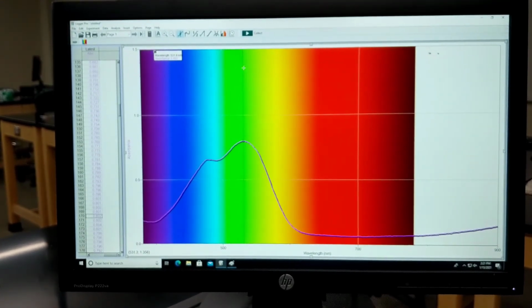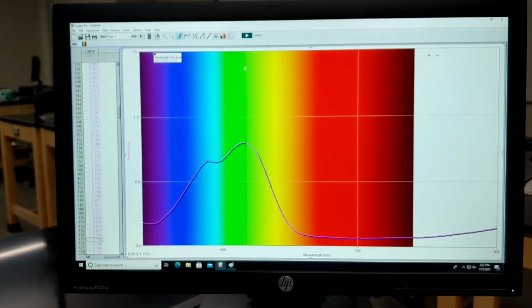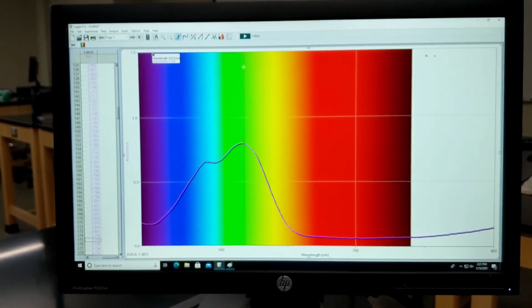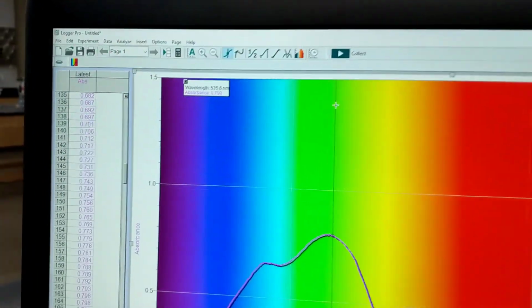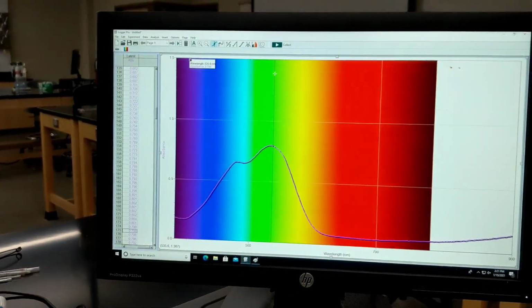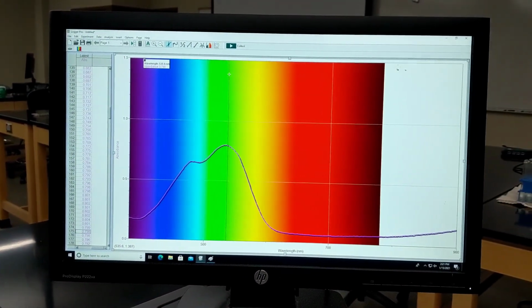I then go to the examine tool and I find 535 nanometers using that tool, and it will tell me exactly what absorbance is at that wavelength on the screen. And that's how we would get the data that you'll see on the worksheet.